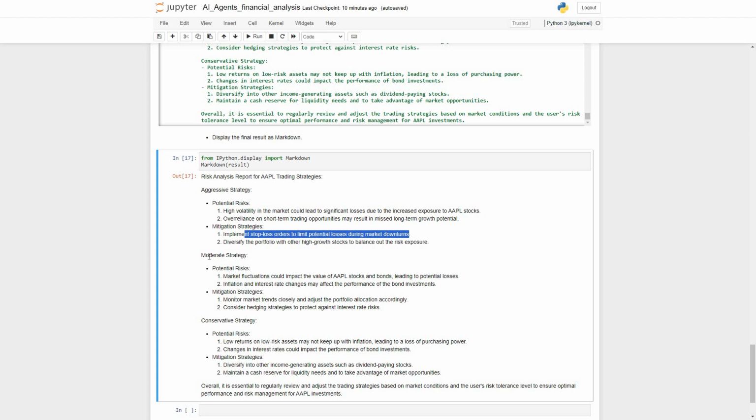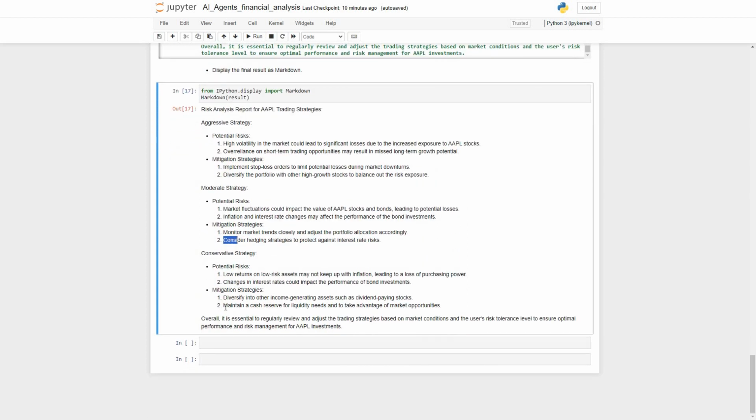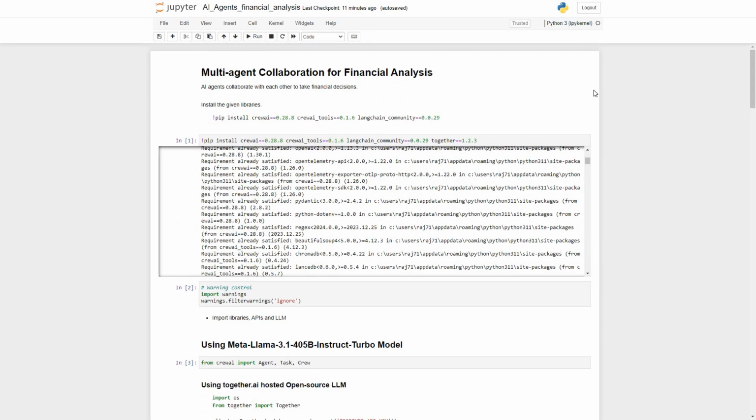So it is saying that you can choose some other stock from the stock market instead of going to Apple. If it's a moderate strategy, again the same thing, and it also expects you to consider hedging strategies to protect against interest rate risk. And if you're very conservative, it is saying to maintain a cash reserve for liquidity needs, to take advantage of market opportunities, and to diversify into income generating assets such as dividend paying stocks. And in the potential risks, it is saying that the returns from Apple may not keep up with inflation, leading to loss of purchasing power, and changes in interest rates could impact the performance of bond investments. So this is the entire idea of creating a multi-agent system for financial analysis on a particular stock. So that's all.